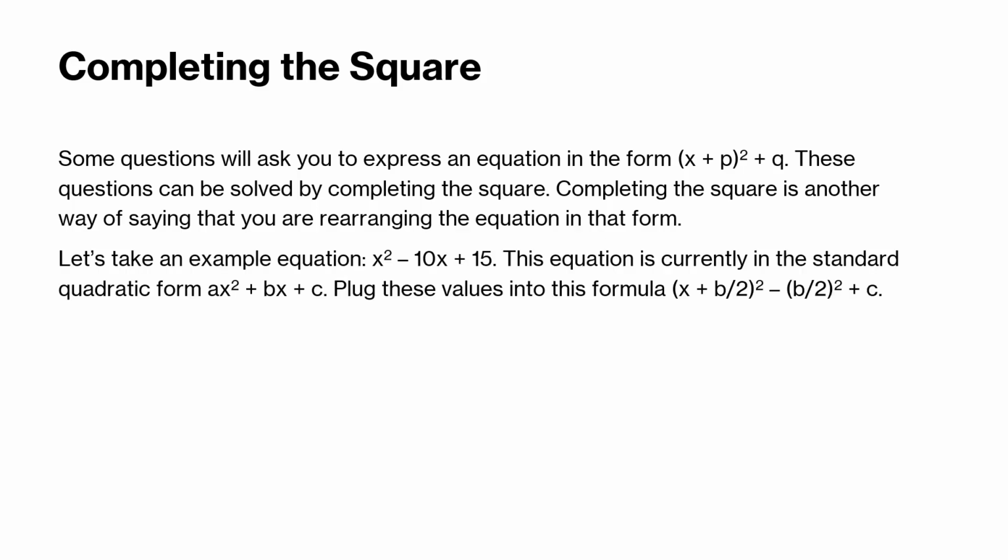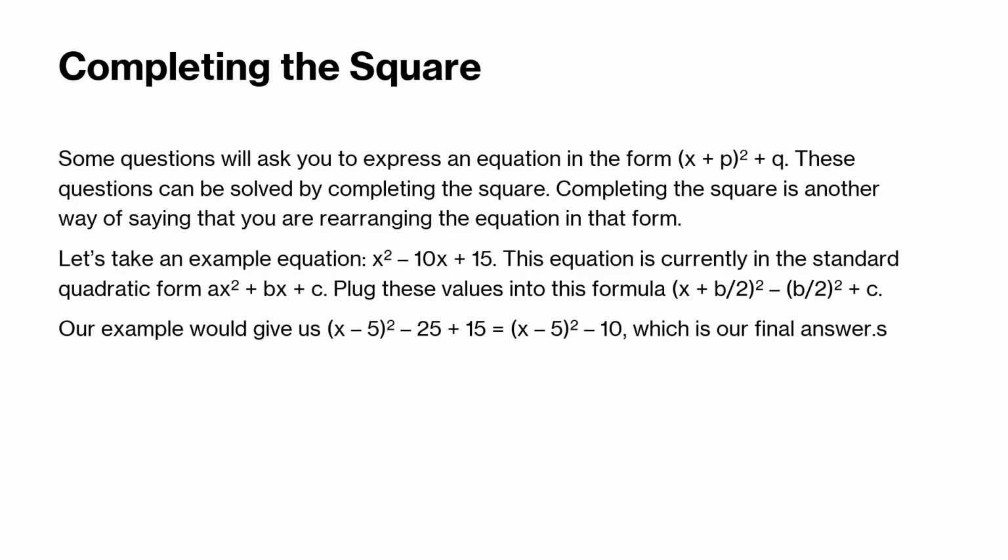Let's take an example. x squared minus 10x plus 15. This equation is currently in the standard quadratic form, ax squared plus bx plus c, where a is the coefficient of x squared, in this case 1, b is the coefficient of x, minus 10, and c the constant. Plug these values into this formula, x plus b over 2 all squared, minus b over 2 squared plus c.